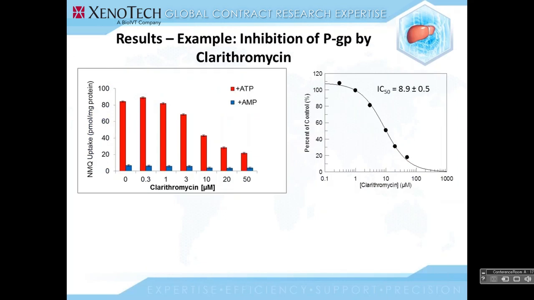The second example is inhibition of PGP by clarithromycin. This is using NMQ, or N-methylquinidine, and our membrane vesicles transfected with PGP. Again, this is an ATP-dependent test system. So when we increase the concentration of clarithromycin from 0.3 to 50 micromolar, again, we see a nice concentration-dependent decrease in the ATP-dependent uptake of NMQ. Using GraphPad again, we see our IC50 is approximately 8.9 micromolar.